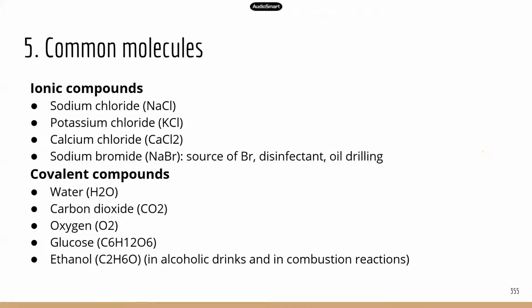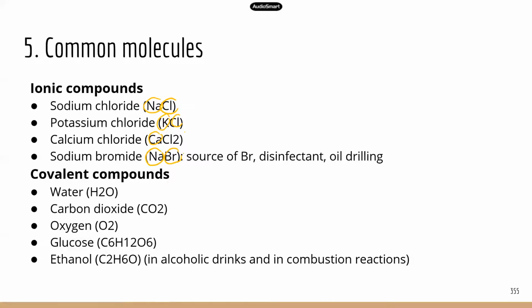Ionic compounds, you can see that they all have a metal component, right? Usually an ionic bond is formed between a metal and a non-metal. So sodium, potassium, calcium, they're all metals, and they form ionic compounds.